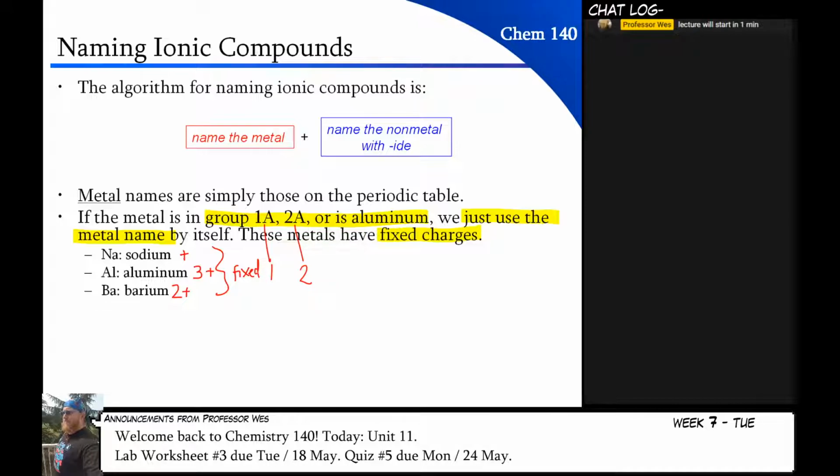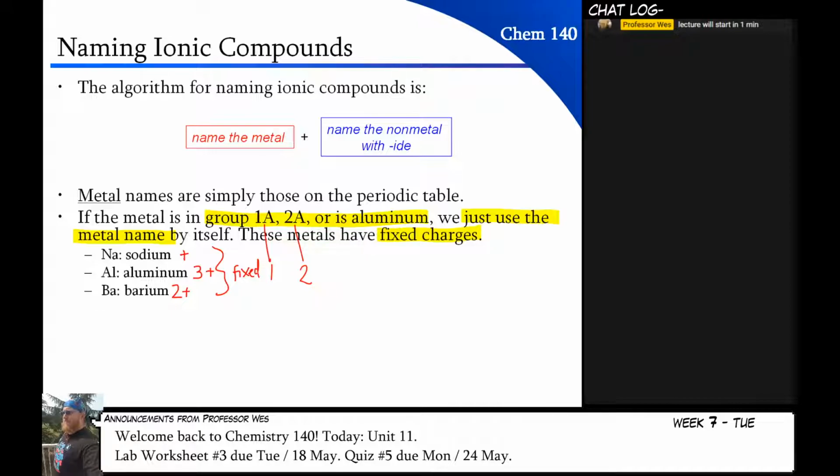There are a few extra that sort of follow this pattern, and the text might refer to them. Those are gallium, zinc, cadmium, and silver. I'm not going to require you to know those. Sorry, just taking a drink of water there. And if Canvas asks you a question, I'll accept either the fixed or the variable charge for them.